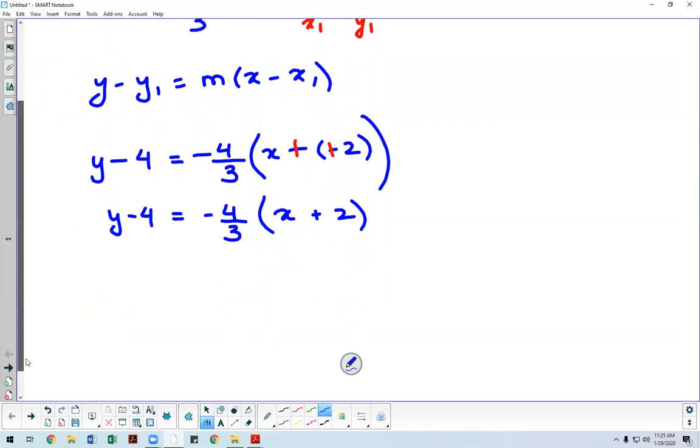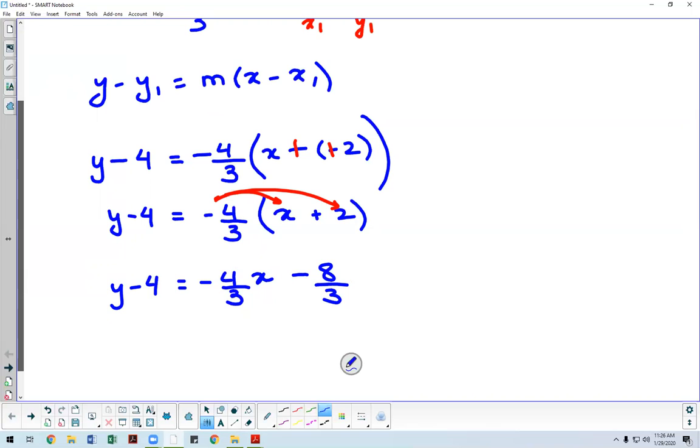Now what would you do next? Distribute that -4/3, very good. So take that guy, multiply with the x and with the 2. So that gives us -4/3 times x is -4/3 x. And what is -4/3 times 2? -8/3, yeah, very good. Because you end up multiplying the -4 with the 2, which gives you -8. And then 3, technically you don't have a denominator, so 3 stays the same. And obviously 3 does not reduce 8, so you leave it as -8/3.